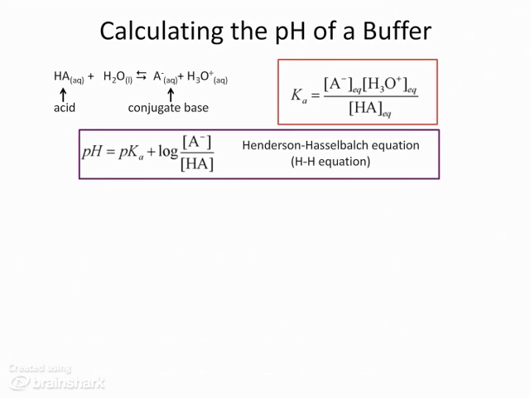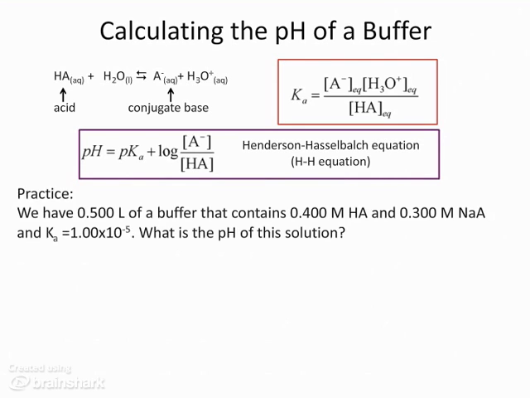We know buffers consist of an acid and its conjugate base, and we have our Ka expression for this equilibrium. If we rearrange our Ka equation and take the negative log of both sides, what we get is that pH equals pKa plus the log of the base concentration divided by the acid concentration, which is known as the HH equation.